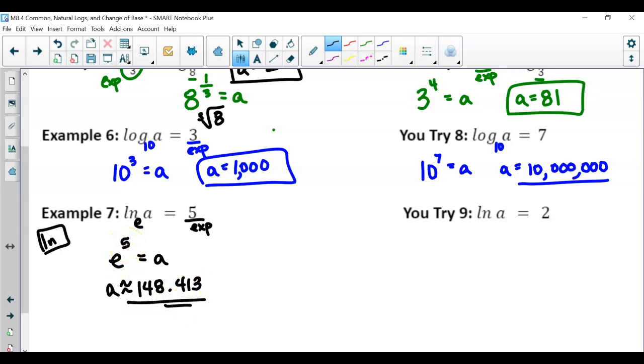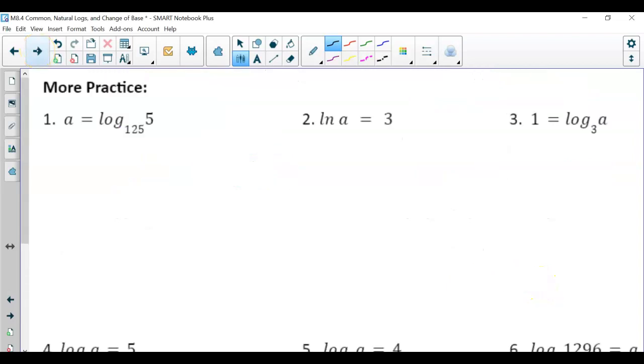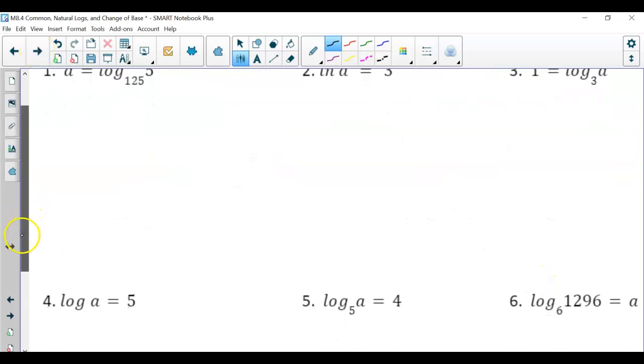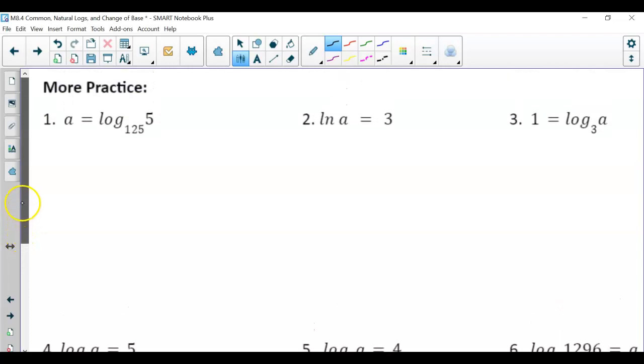So now go ahead and pause the video and try this one on your own. And here we go. So again, notice we have a natural log. So natural logs always have that base of e. So this is e to the second power, which is equal to a. So again, practicing putting that e to the second power in the calculator, you should have gotten a is approximately 7.389. So now go and pause the video and try these 6 practice problems on your own.